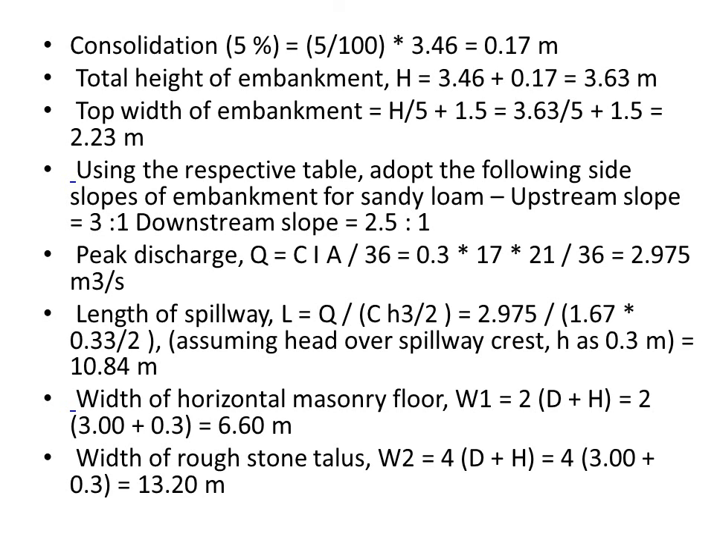Peak discharge is calculated using the rational method, which works out to be 2.975 meter cube per second. Length of the spillway using the formula L equal to Q by C into S to the power 3 by 2 works out to be 10.84 meter. Width of the horizontal masonry floor, W1, is 2 into D plus H, which works out to 6.6 meter. Width of the rough stone talus is about 13.2 meter using the formula, and it is taken as 4 into D plus H.